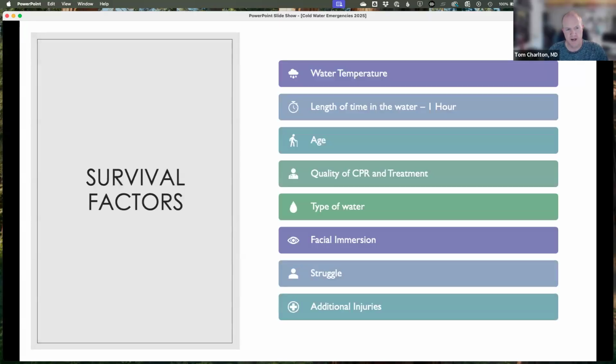Some of the survival factors for ice water rescue are, obviously, the water temperature, the length of time they're in the water, how good the quality of CPR is, the age, etc. Again, one of the things that protects people in ice water immersion is how quickly they get cold. It's not the water temperature itself, it's how quickly that cold water sucks the heat out of them to prevent that hypoxia.